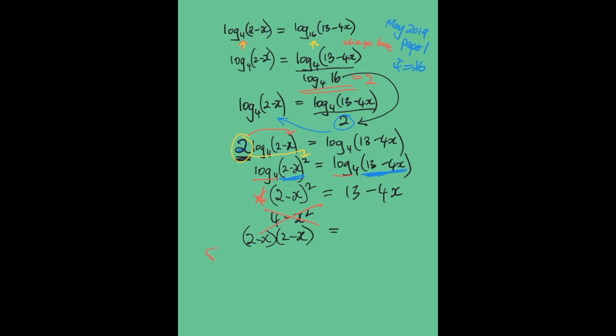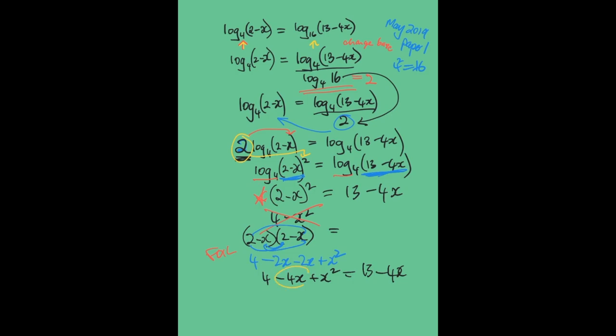So let's use FOIL, even though this is not too difficult. So firsts are 2 times 2, that's 4. And then we go outsides, 2 times -x, that's -2x. And then inside, -2x. And then finally lasts plus x squared. Simplify that. Let's put that together. 4 minus 4x plus x squared is equal to 13 minus 4x.